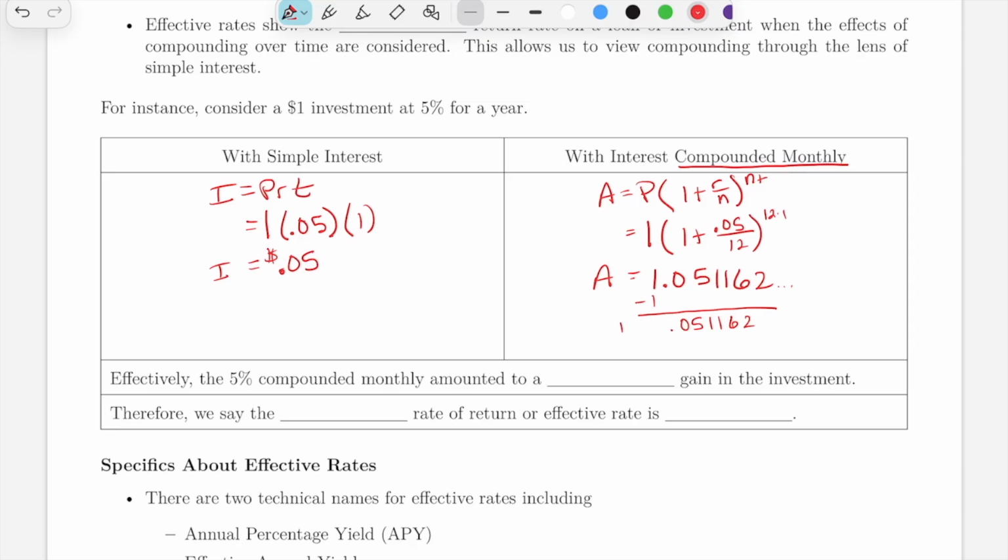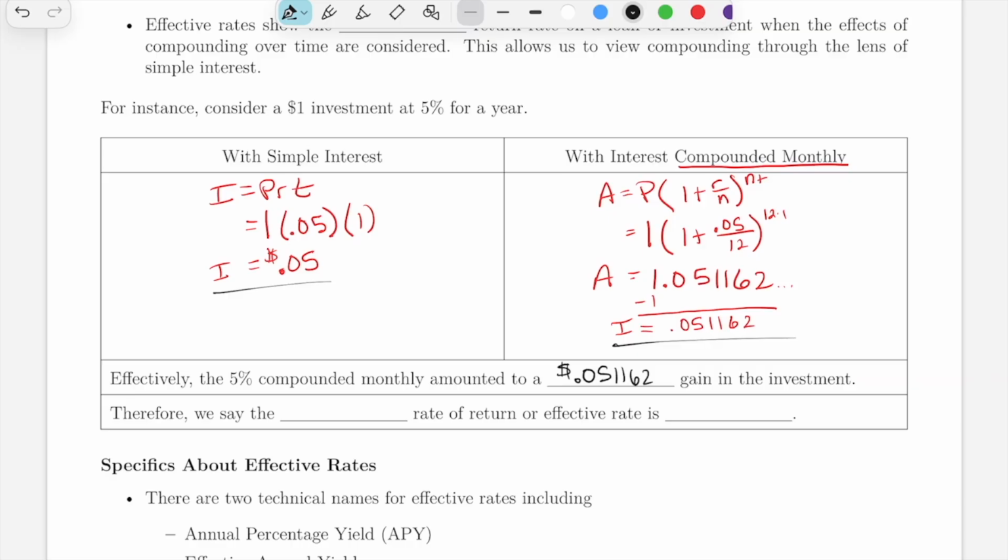we get this. Notice that our interest is a little bit bigger when we're compounding it than it was when it was just the simple interest. See, effectively, the 5% compounded monthly returns an amount that is actually $0.051162. It returns a little bit more, like fractions of a penny.